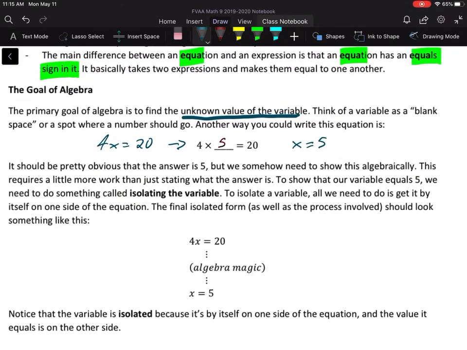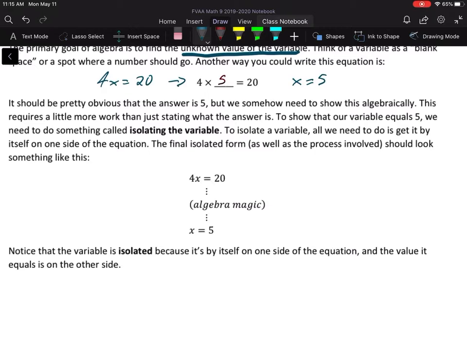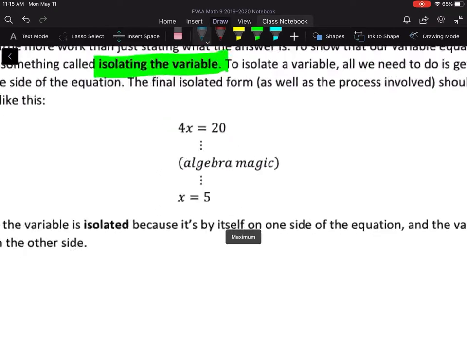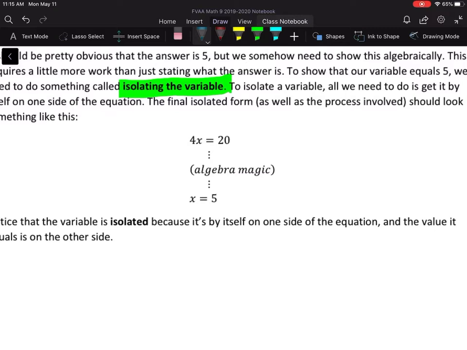It should be pretty obvious that the answer is 5, but we somehow need to show this algebraically. This requires a little bit more work than just stating the answer. To show our variable is equal to 5, we need to do something called isolating the variable. To isolate the variable, all we need to do is get it by itself on one side of the equation. The final isolated form, as well as the process involved, will look something like this: 4x equals 20, and then you do the magical algebraic steps, and you end up with your final answer of x is equal to 5.